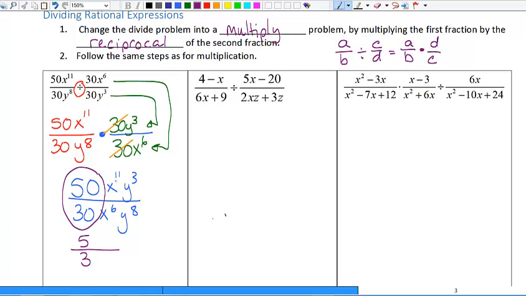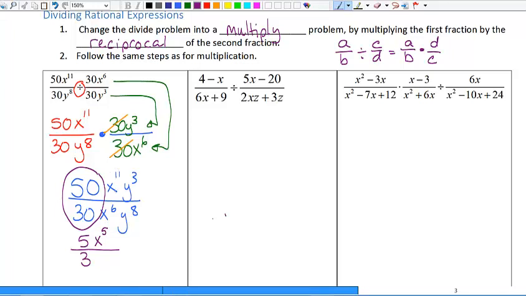I have 11 x's on top and 6 x's on the bottom. After you divide the common x's out, you have 5 left. I got that by subtracting my exponents. And the leftovers are going to go in the numerator because there were more x's in the numerator on the last step.